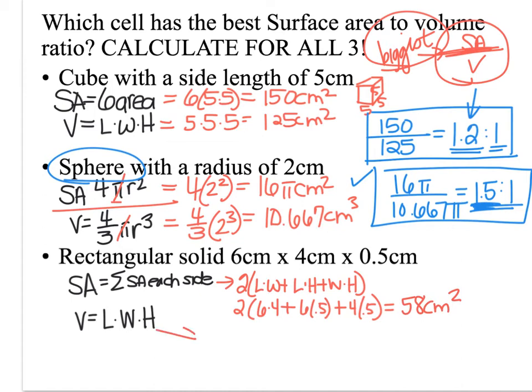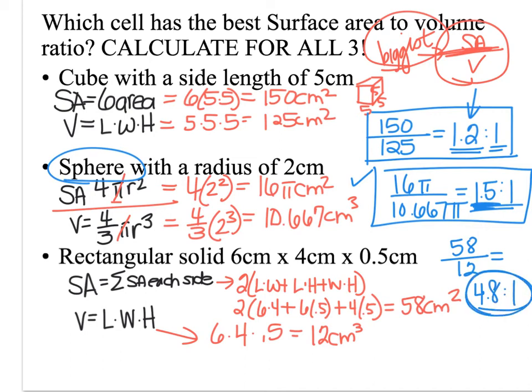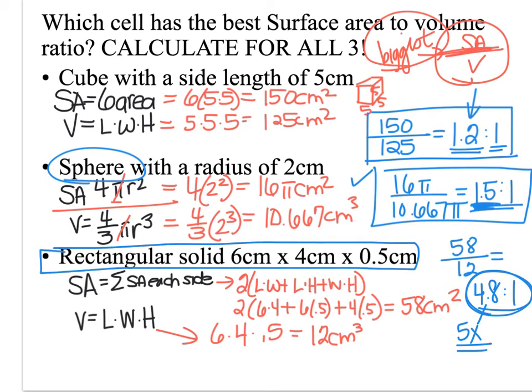And then for our volume, it's just length times width times height. So that's going to be 6 times 4 times 0.5, and that comes out to 12 cubic centimeters. And now we're going to do the same thing we did for the other two. We're going to do 58 over 12, and we get a ratio of 4.8 to 1. So this one has almost 5 times the surface area compared to the volume, and that means that this cell, our rectangular solid, would be our most efficient cell in terms of a cell that would be the best, most likely to survive.